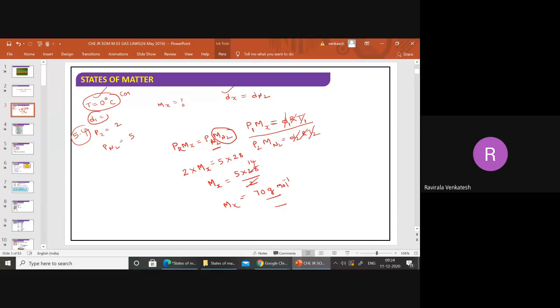Understood? In this way you have to do it. When you write this data, we get which formula we have to take here. See, temperature, density, pressure, molar mass. In which formula do you have all these things? The PM equals DRT formula contains all these things. Understood here? Now note down everything.